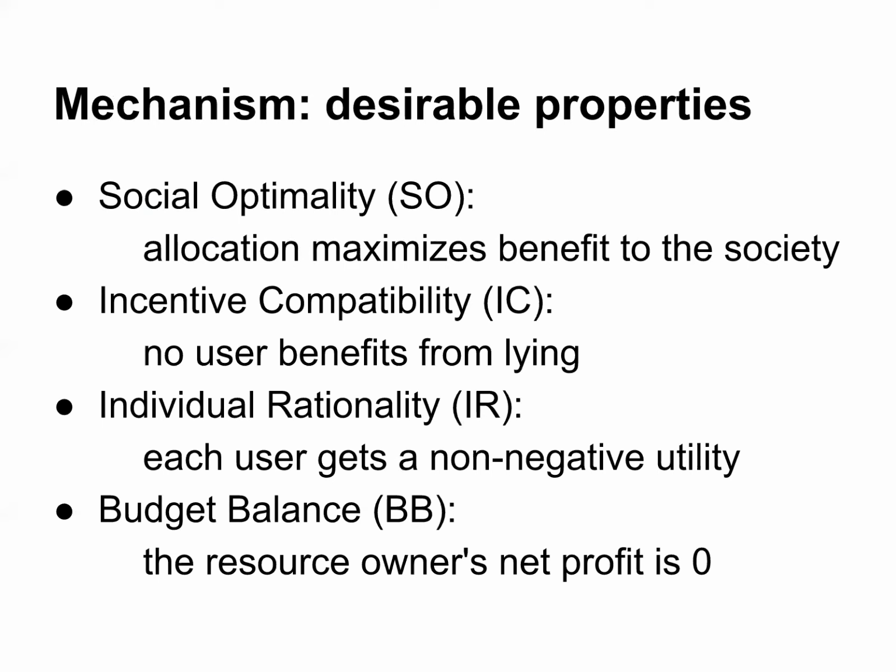So the society should be happy with the allocation of the resources. Incentive compatibility, well, basically that users do not lie, that they submit their true preferences, that they place true bids. Would be nice. Individual rationality, we'll have more details on that, but basically the idea is that the users shouldn't be extorted of money or utility.